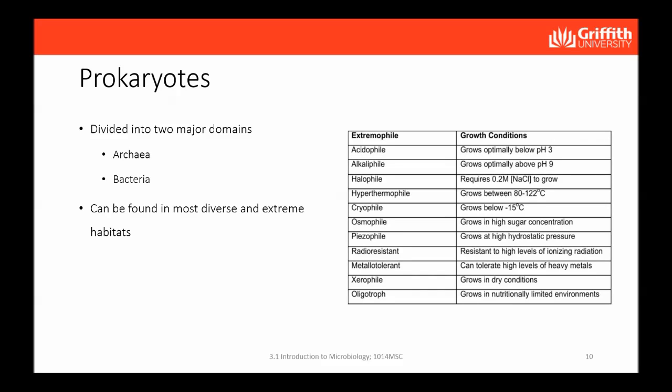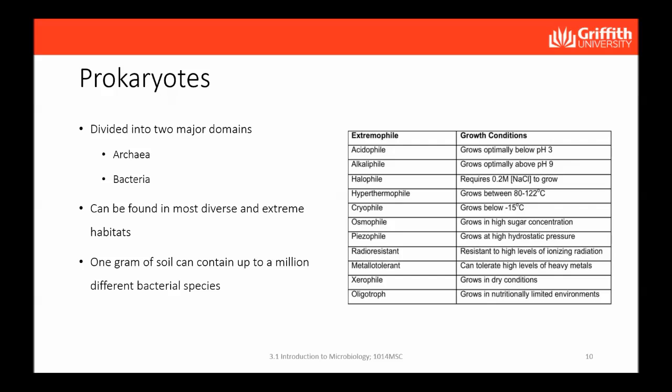Prokaryotes are divided into two basic domains, archaea and bacteria. They are known to have the most diverse and extreme range of habitats, including acidic, alkaline, and radioactive environments. Organisms that thrive under highly acidic conditions are known as acidophiles, while organisms that thrive in very alkaline conditions are known as alkalophiles. Similarly, there are bacteria that can survive radiation, high temperatures, and heavy metals.